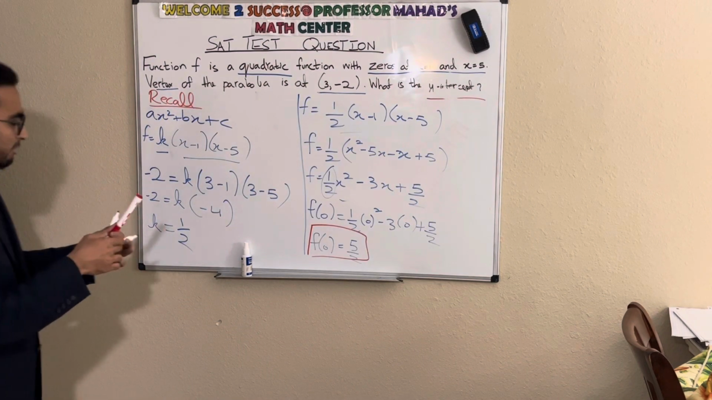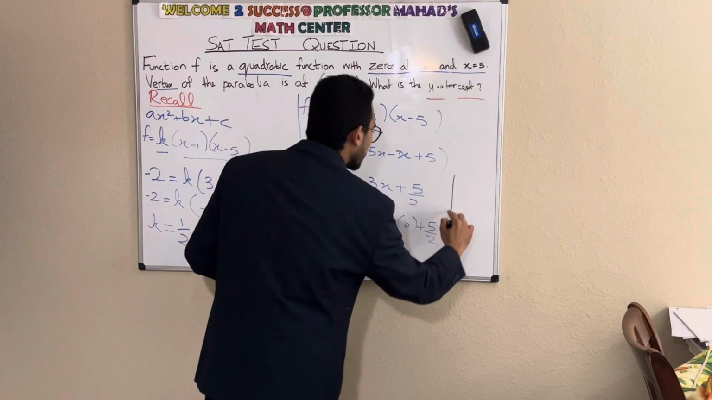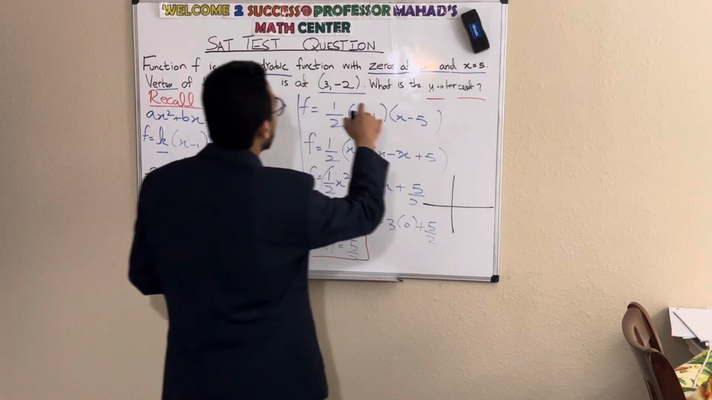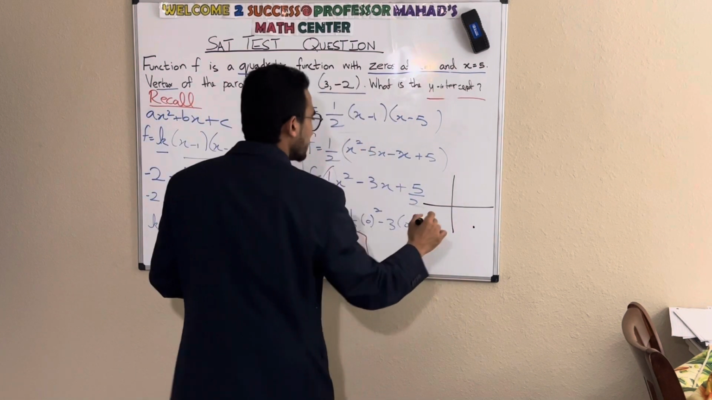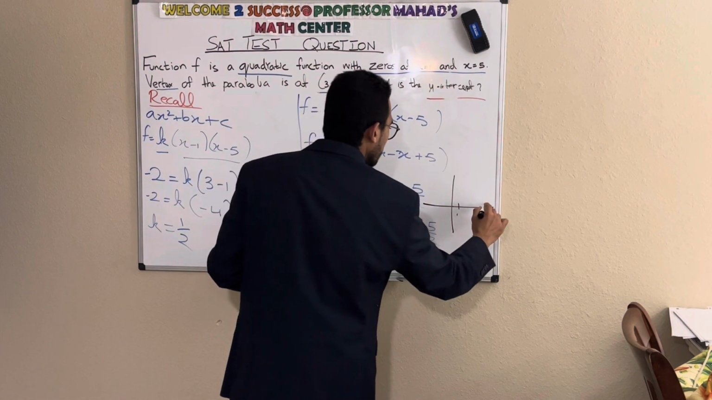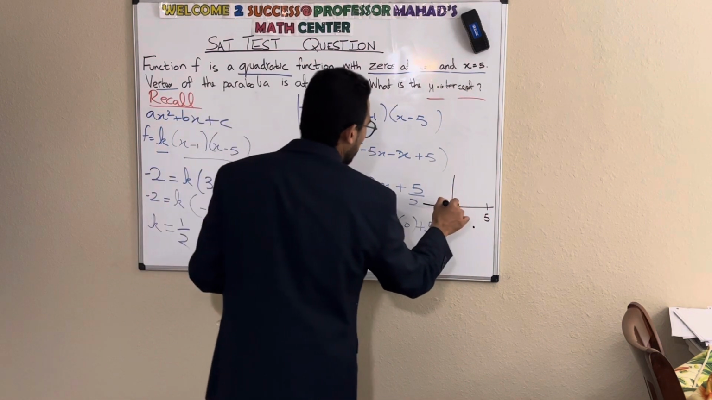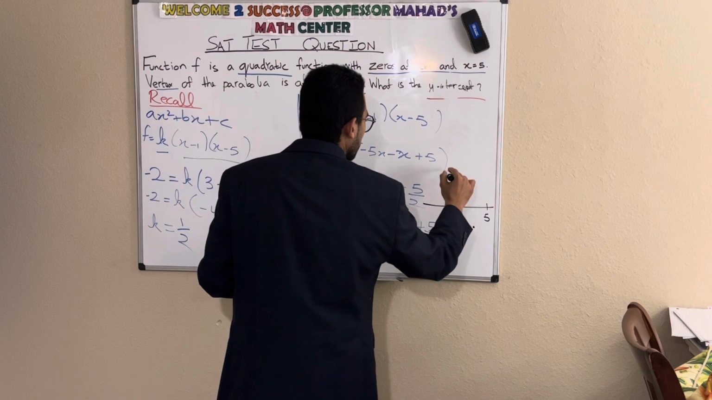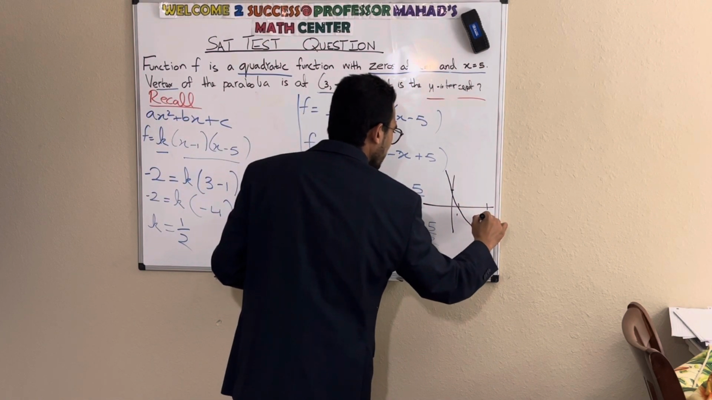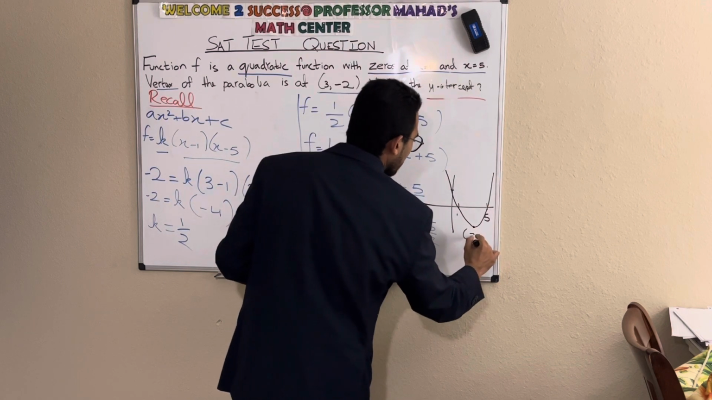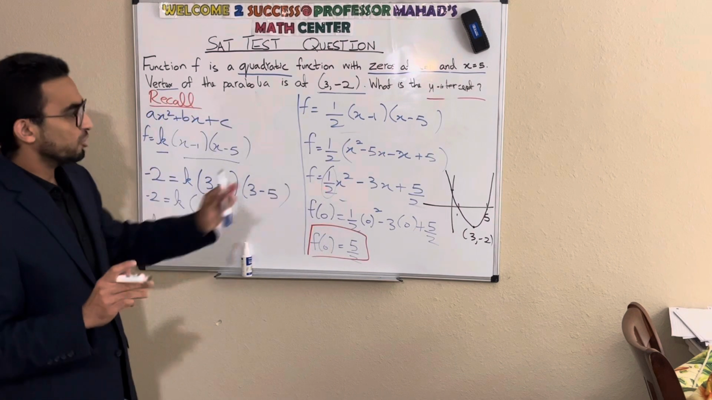Let me just show you graphically before I leave. So this is going to be somewhat like this. We know the vertex is (3, -2). This is 1, this is 5. Where's 5 by 2? 5 by 2 is like 2.5. So this graph is somewhat like this. That's your vertex. Hey guys, it's not to scale, so I'm just showing you a rough sketch.